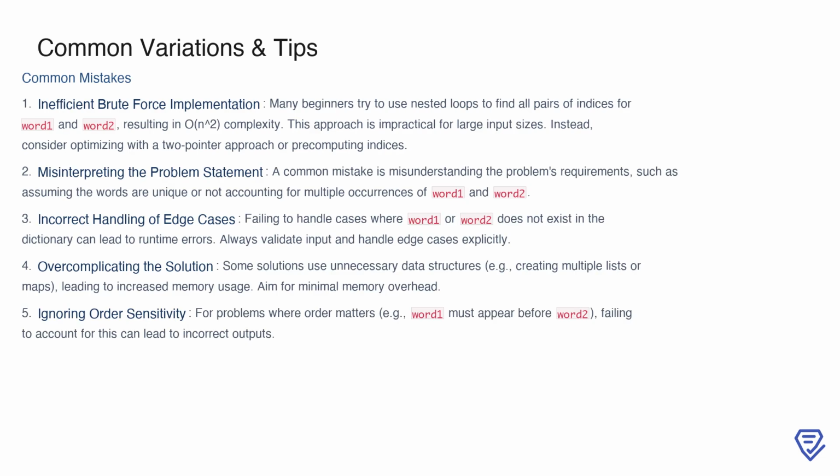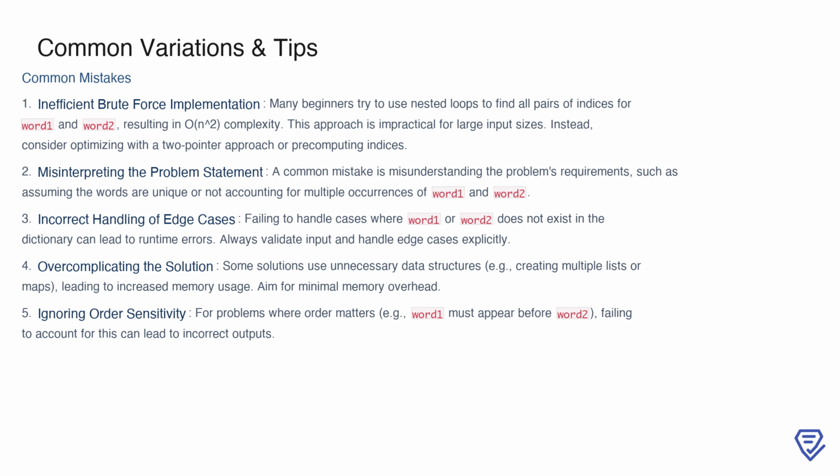One common mistake beginners make is using an inefficient brute force implementation. For example, they might use nested loops to check all pairs of indices for word 1 and word 2, resulting in O(n²) time complexity. This becomes impractical when working with large input sizes. Instead, you should aim to optimize using techniques like the two-pointer approach or by pre-computing the indices of the words you're searching for. Another frequent issue is misinterpreting the problem statement.